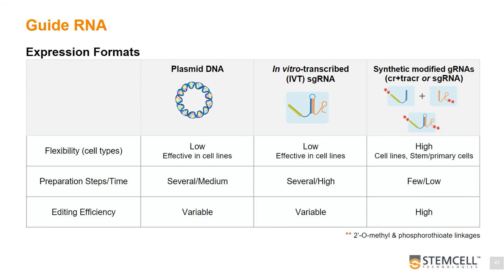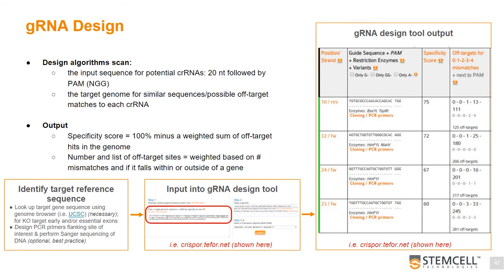So how to design gRNA? The first step is to identify the target reference sequence by looking up the target gene sequence using a genome browser such as UCSC. For example, for the B2M knockout in the CD34 experiment, I will look up the B2M gene sequence and focus on an early exon. In this case, we target exon 1 of this gene to ensure a more efficient knockout. Then one should design PCR primers flanking the sites of interest and perform Sanger sequencing of the DNA. This step is optional, but it is highly recommended to ensure no SNP in the target sequence.